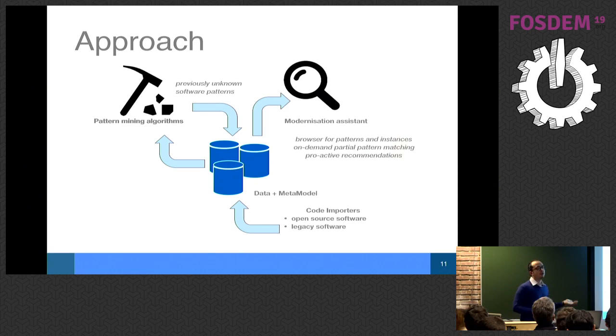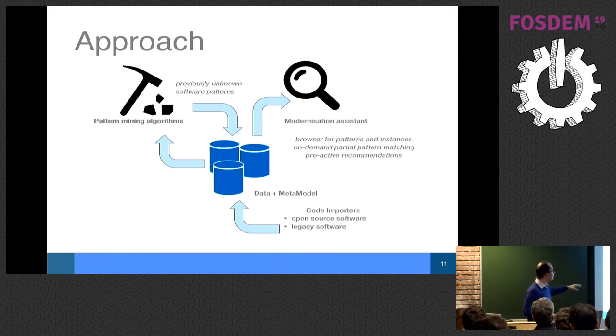For doing this, we need a meta model. This meta model should be able to gather the information and provide it to our pattern mining algorithms. But first of all, we have to work on importing this data. At this point of our project, we have different importers. For example, we are able to import Java code from open source projects, but we are also able to import legacy systems. For example, we are able to import COBOL code.